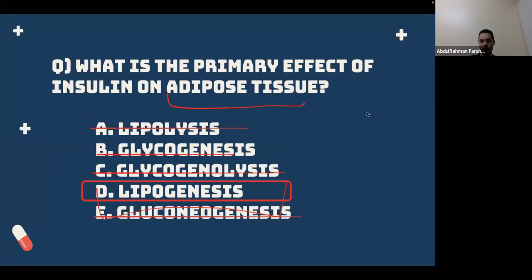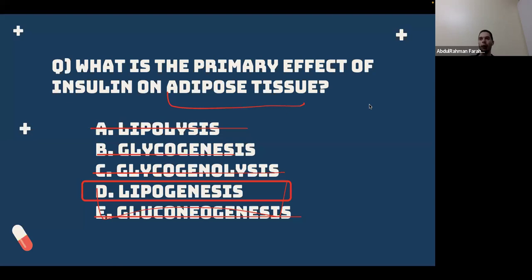Excuse me, why is it not C in the previous one? Glycogenolysis? Insulin is an anabolic hormone, so it wouldn't break down glycogen to increase the levels of glucose in the blood. Yeah, glycogen synthesis. So you might ask why B is wrong. B would be wrong in this case because it's in adipose tissue itself. So within adipose tissue, it starts building up fat, not glucose.